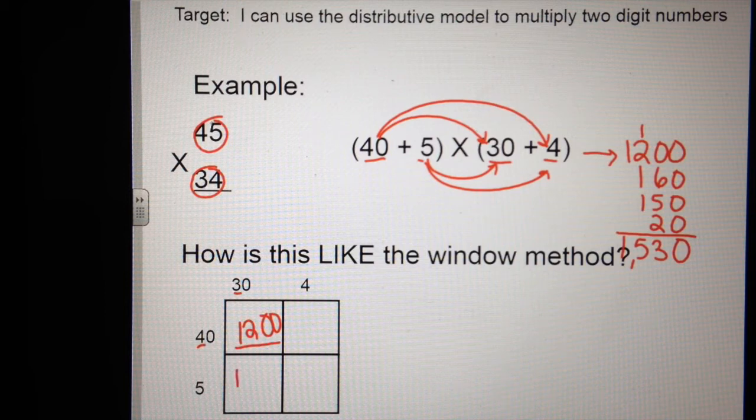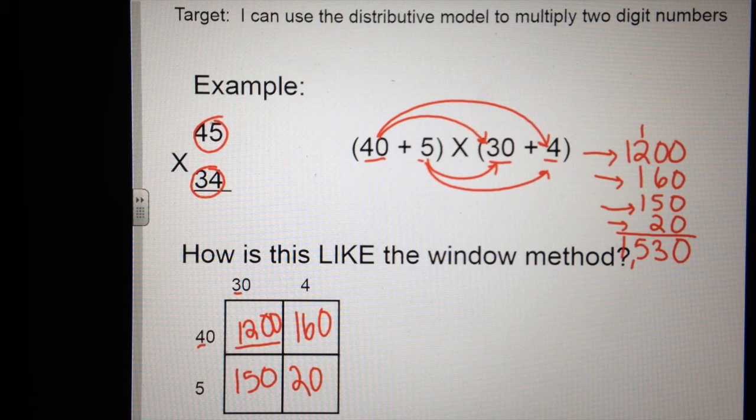3 times 5 is 15 plus 1 zero. Do we see that number? Yes, it's right there. 4 times 4 is 16 plus 1 zero. We see that number right here. And 4 times 5 is 20. And we see that number right here.